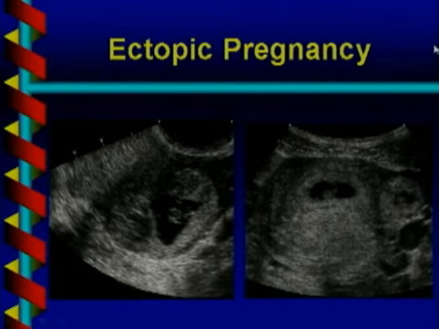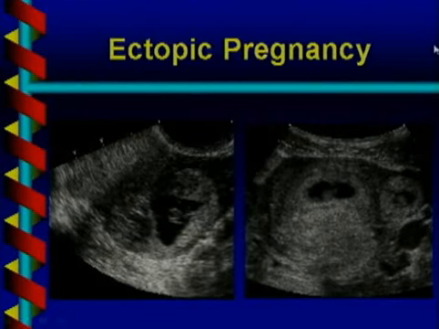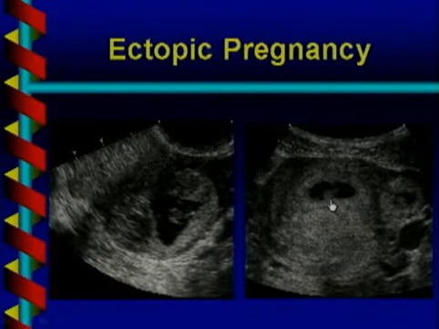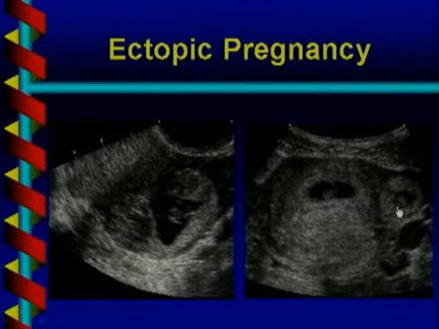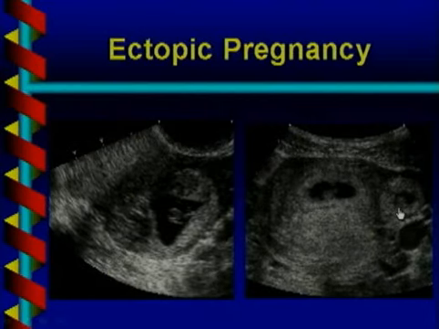The slide on the right shows what we call a heterotopic pregnancy, one inside the uterus, here we are with a heartbeat, and one in the left cornu of the uterus.